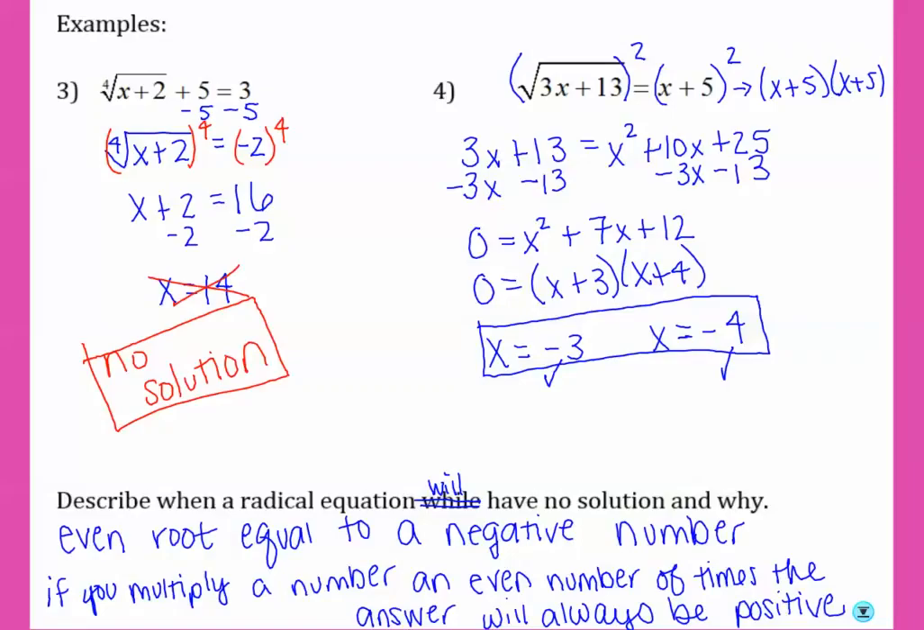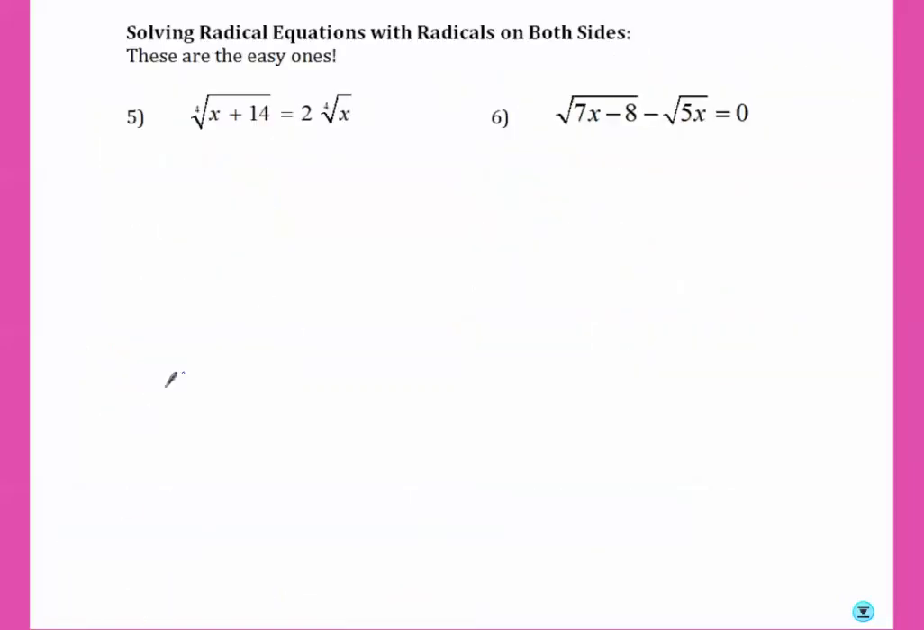Now let's look at a couple where we have a radical on both sides of the equations. So in example number 5, we have a fourth root on the left and we have a fourth root on the right. And there's nowhere we can really move this to because it's going to be on one side or the other. It's not going to cancel out. So we're going to take both sides and raise it to the fourth power.